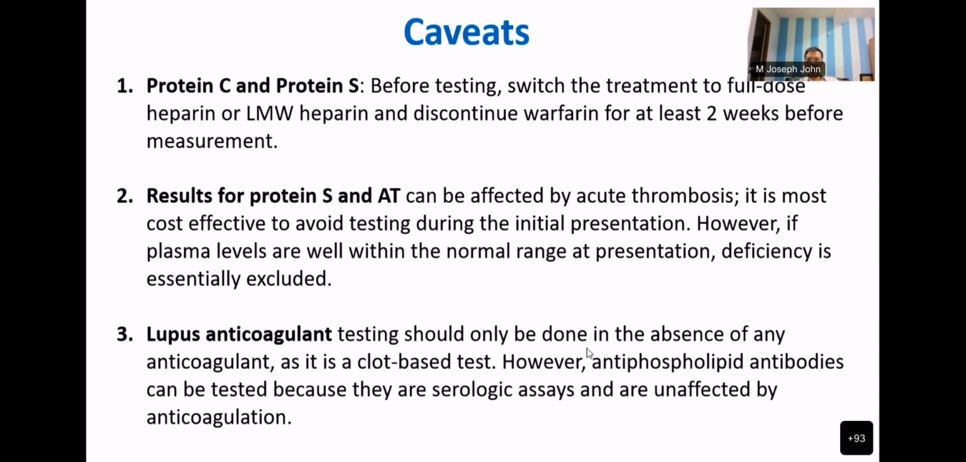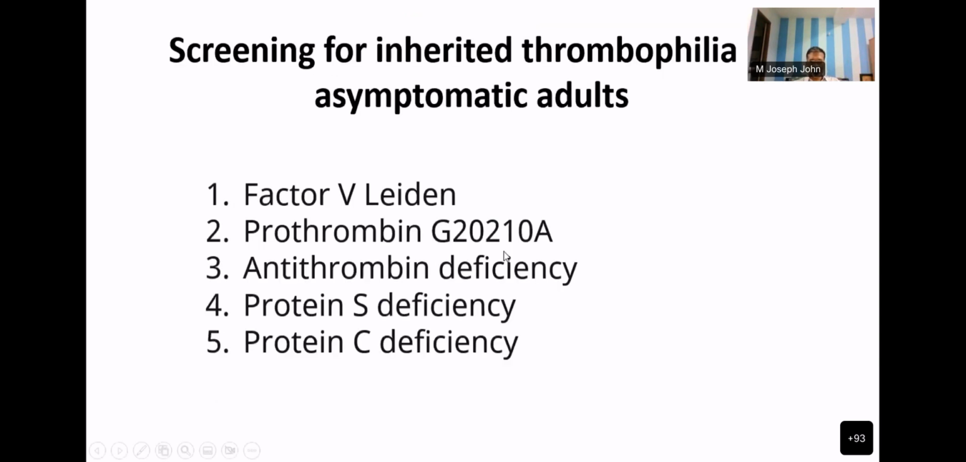Lupus anticoagulants should always be done in the absence of any anticoagulant, as it is a clot-based test. Therefore, antiphospholipid antibodies are the only thing which is unaffected, so do them and the lupus anticoagulant while the patient is not on any therapy or only on aspirin. So these are the major players of thrombophilia, as we mentioned, deficiencies and gain of function mutations.